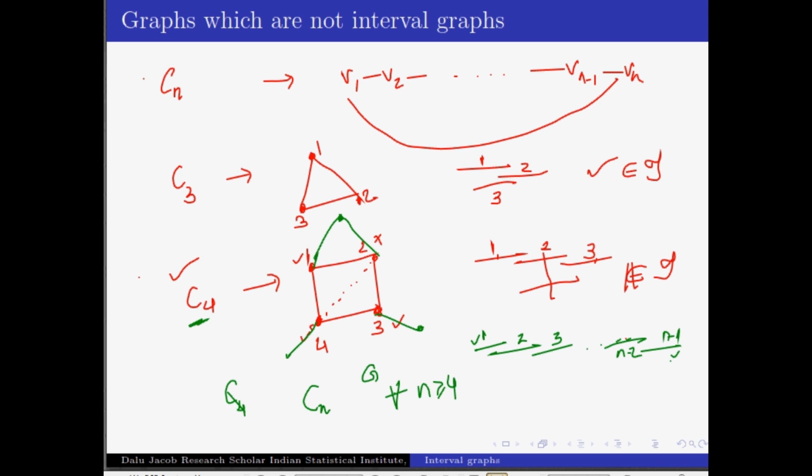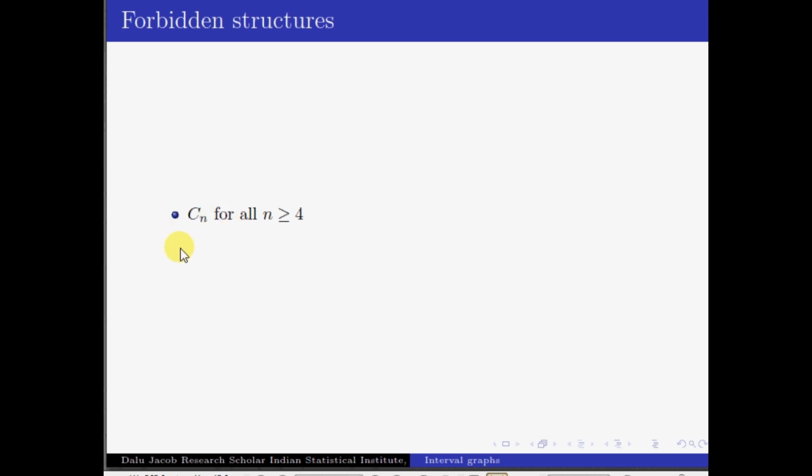So what we can conclude is that one of the forbidden structures that we get here is Cn for all n greater than or equal to 4. This is one of the classes of forbidden structures for interval graphs. So none of these cycles can be there in the graph. So we have to forbid all these structures. So from here what we got is a necessary condition for a graph to be an interval graph. It cannot contain any of the Cn's for n greater than or equal to 4.